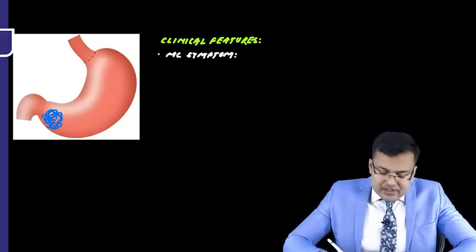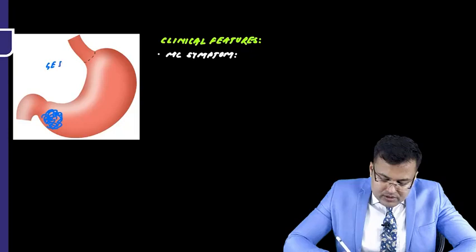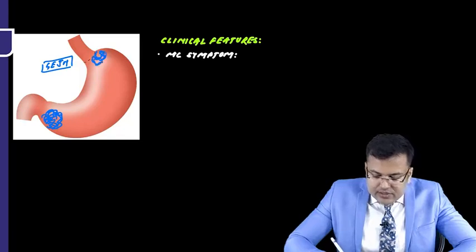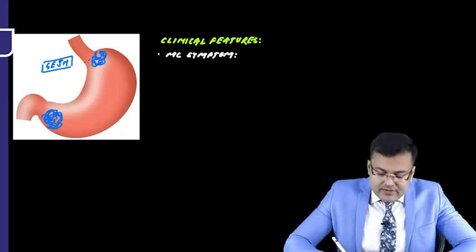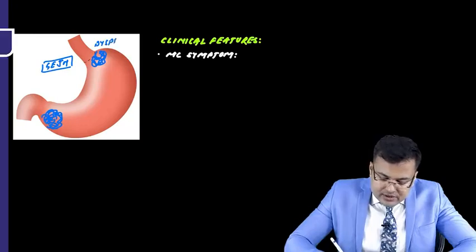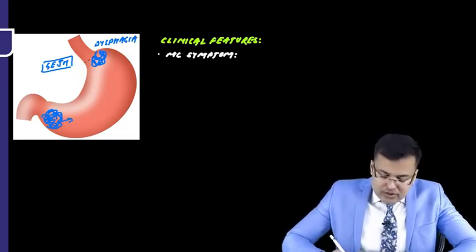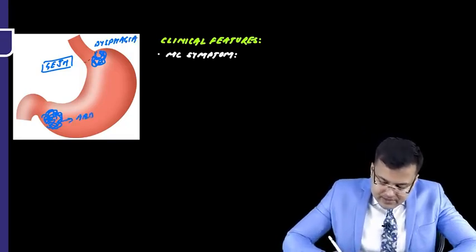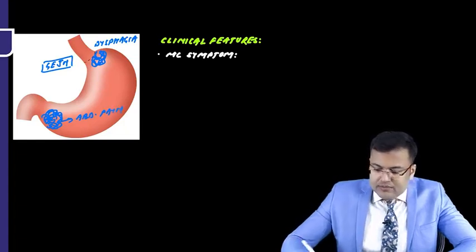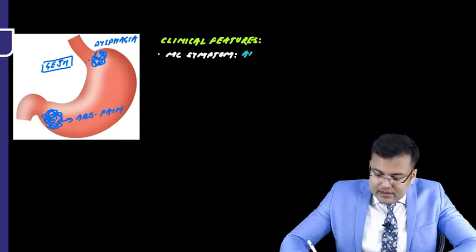But imagine the patient is having a tumor at the GE junction. If there is a GE junction tumor, what is the most common symptom? Here, there is dysphagia. And if it is located at antrum, so overall the most common symptom is abdominal pain. So the most common symptom in carcinoma stomach is abdominal pain followed by weight loss.